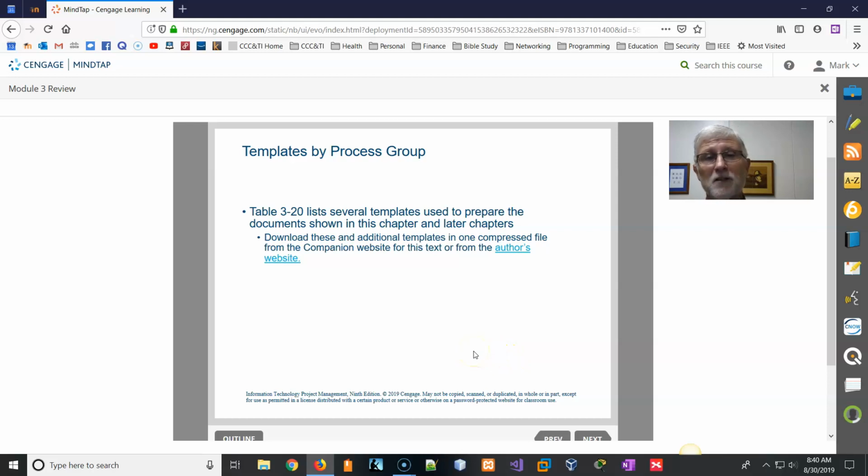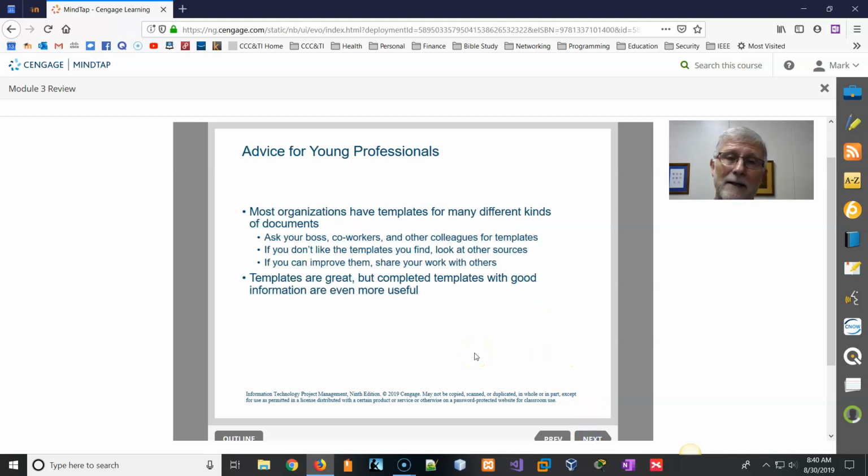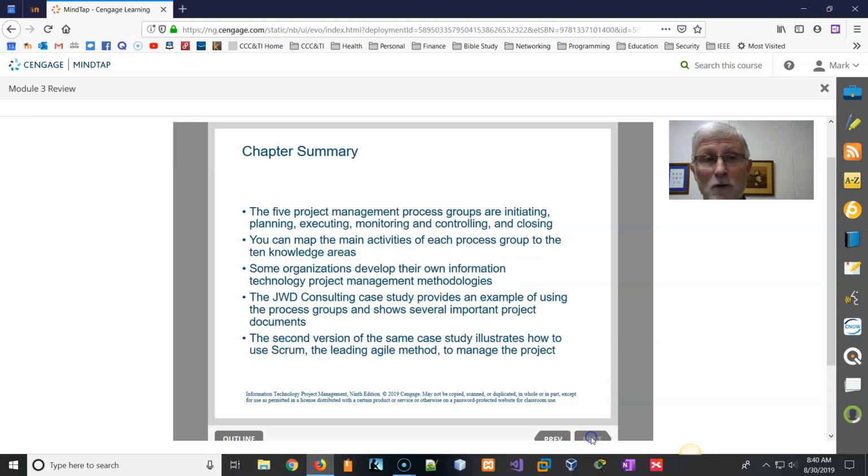Now, there are several templates. You can go out to the author's website to take a look at them. Now, if you're thinking about a project management career, or at least working with project managers, ask your management which processes you're using. Ask your boss, coworkers, other colleagues: are there templates I should be following, making sure that I'm submitting software correctly? Who do I have to report to? How do I have to report? So there are some templates that can help you go through this.